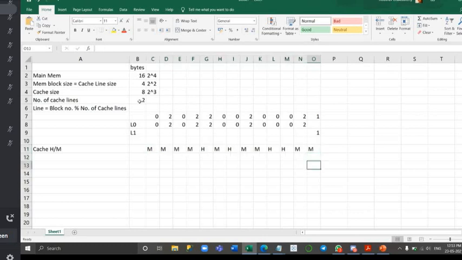Out of 13, we have 1, 2, 3, and 4. We have 4 cache hits and 9 cache misses.